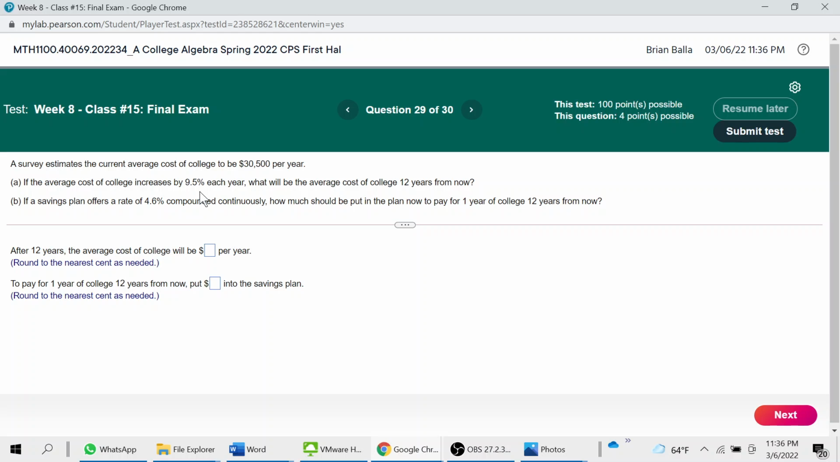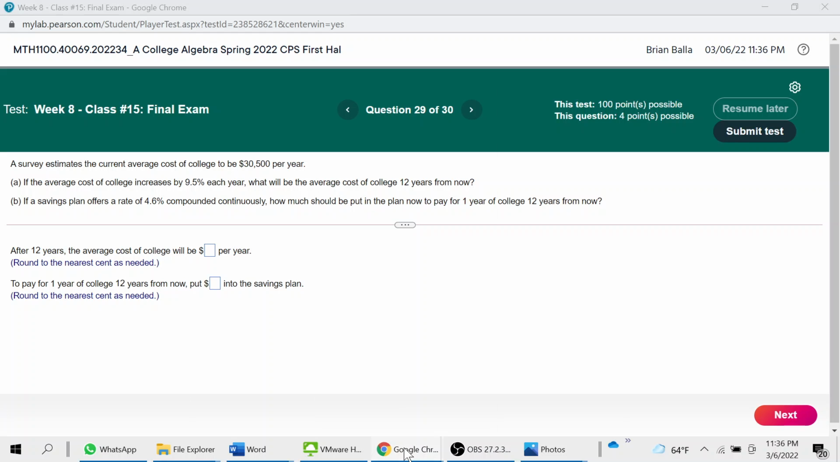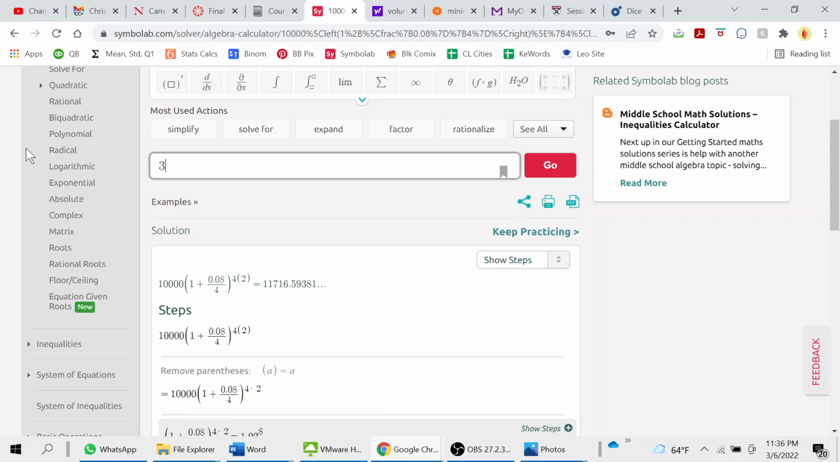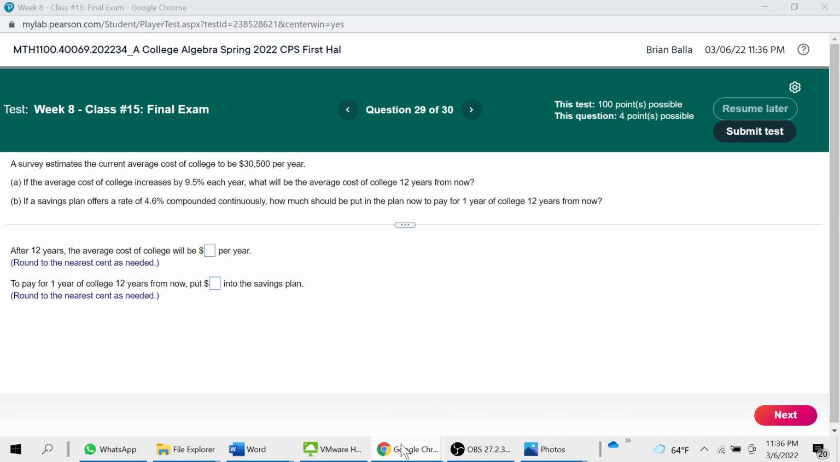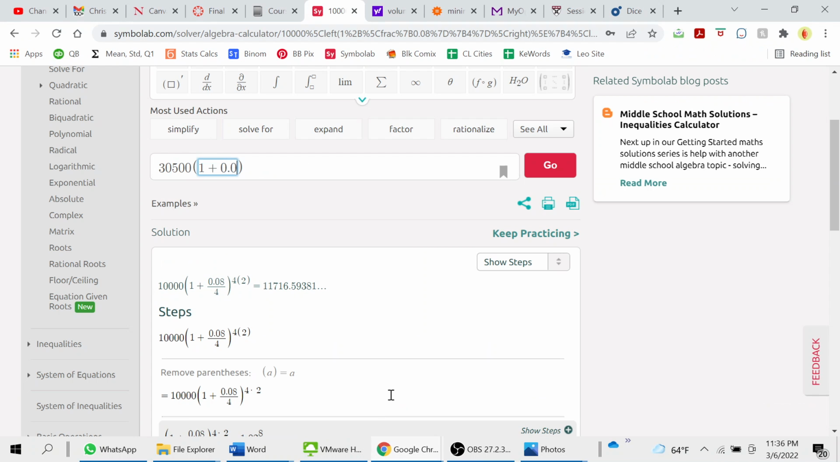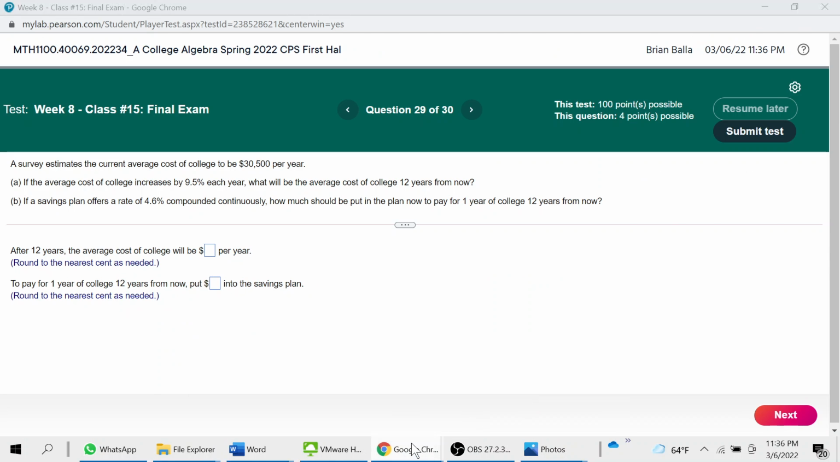Okay, 29. So okay, 3,500 per year. Wow, that's expensive. Luckily, I paid my tuition with scholarships. Okay, the average cost of college increases by 9.5% each year. What will be the average cost of college 12 years from now? 3,500. 9.5%. Okay, 0.095. And how many years is that? 12 years.